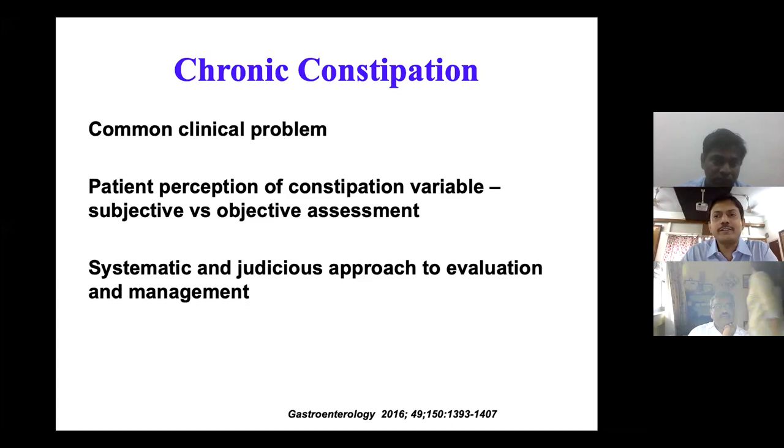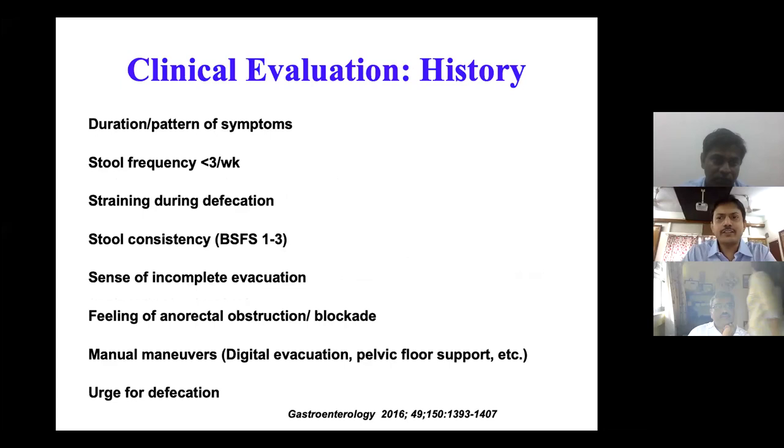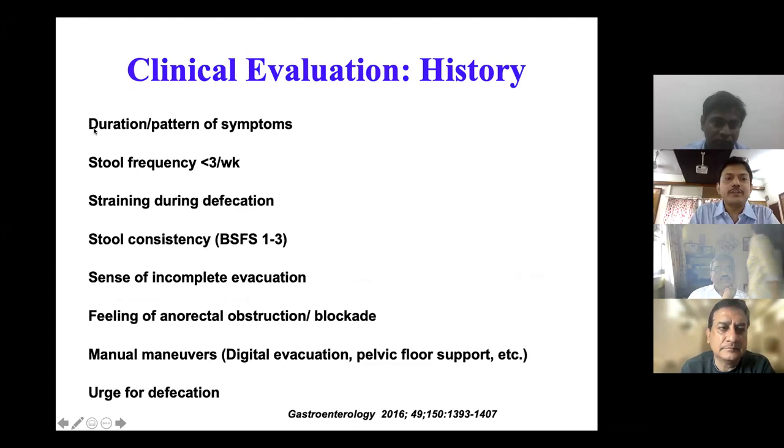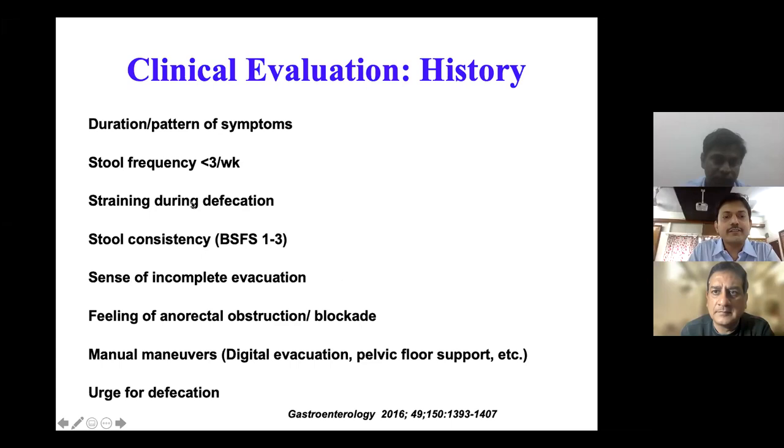Again, the essential components of history covered in the presentations today: we need to know the duration of symptoms, the frequency, whether the patient is straining during defecation, and stool consistency, again very important, using an objective measure like a Bristol stool form scale. Does the patient have a sense of incomplete evacuation? Is there a feeling of anorectal blockade or obstruction? Is the patient using any maneuvers like digital evacuation or pelvic floor support? And very importantly, does the patient have an urge to defecate? These are cardinal features to assess when determining the nature of the symptoms: frequency, straining, consistency, use of digital maneuvers, urge for defecation.